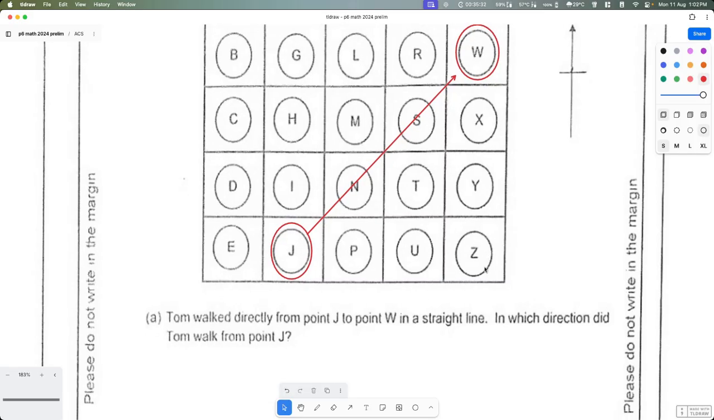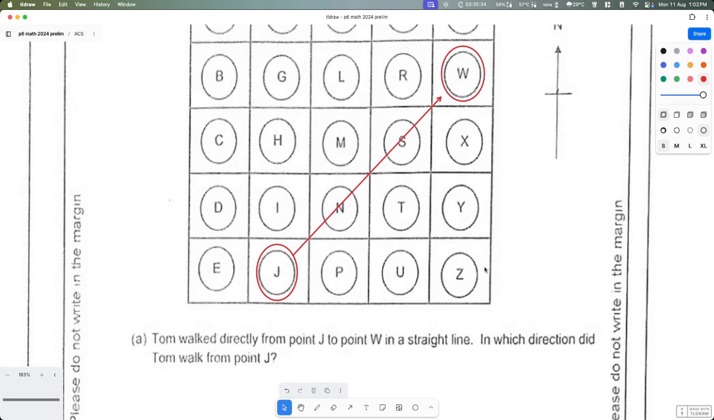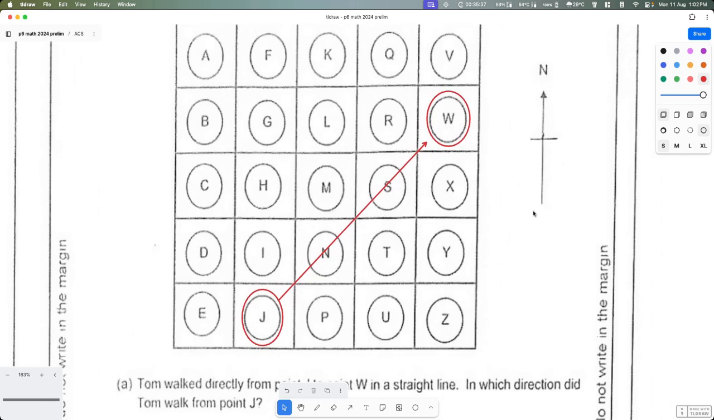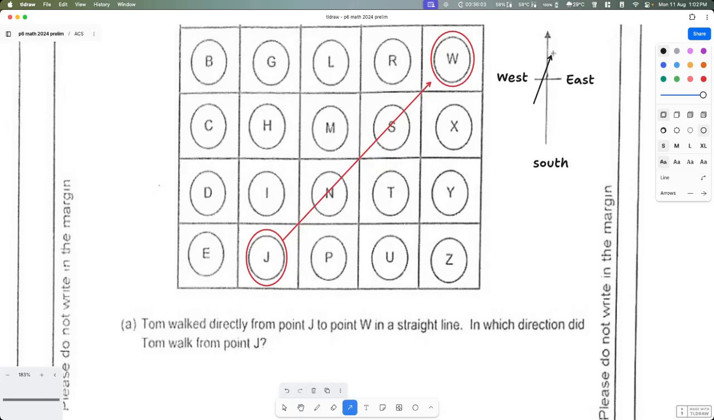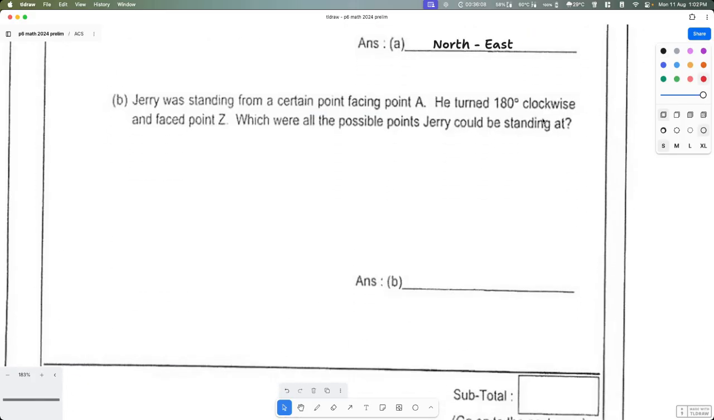In which direction did Tom walk from point J? From point J, we got north, and then we got south, this one, and then we got east, and we also got west. So if this is the direction, it should be northeast. The answer to this is north-east, in this case over here. The arrow is pointing this way in red. Okay, northeast. Let's move on to the next one.